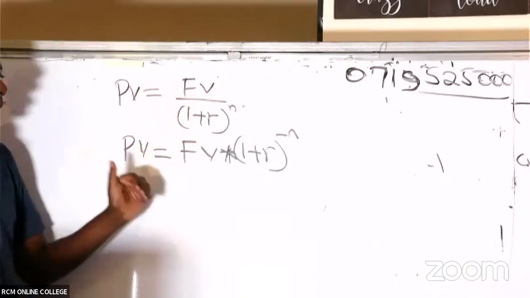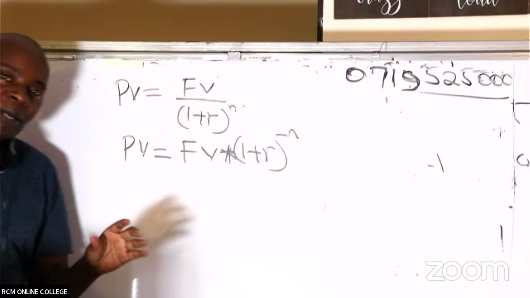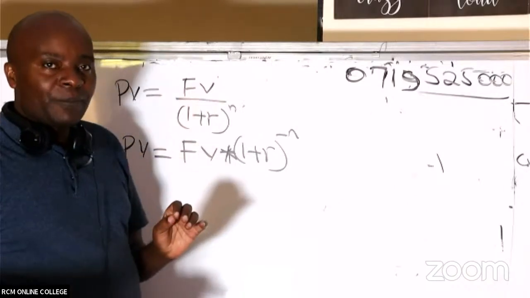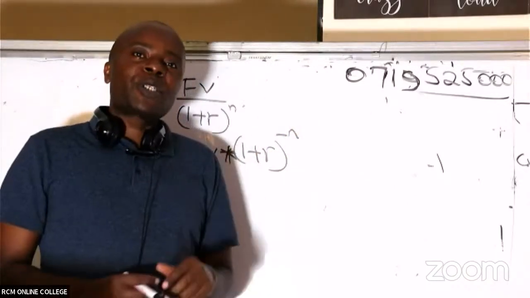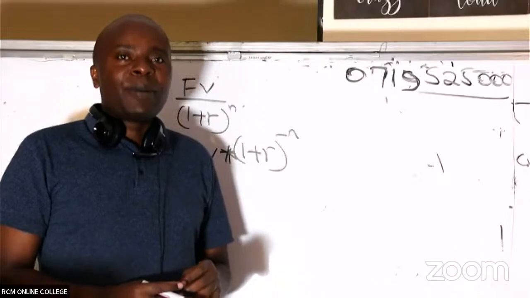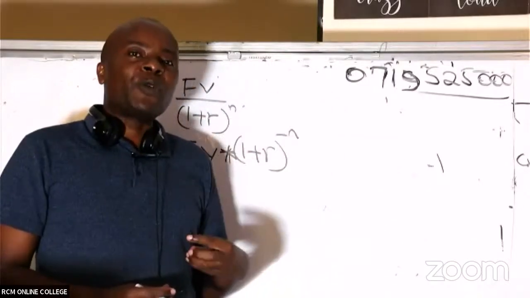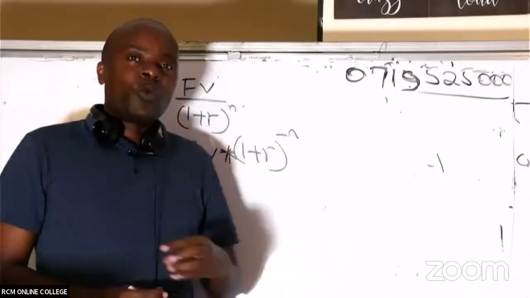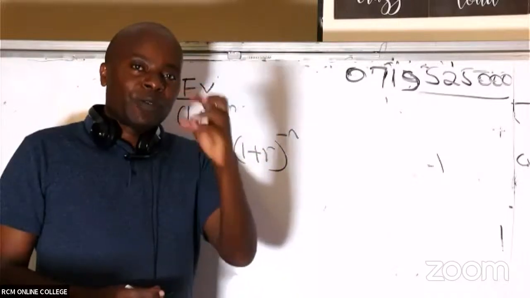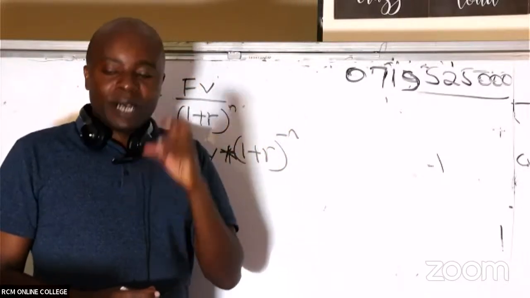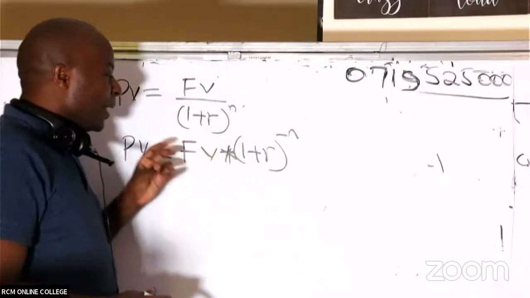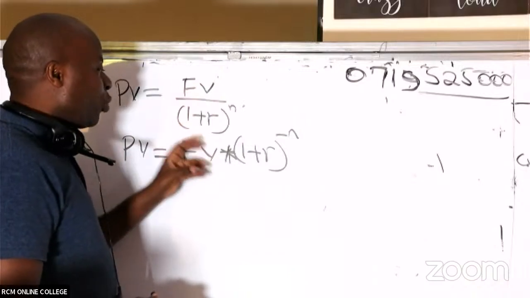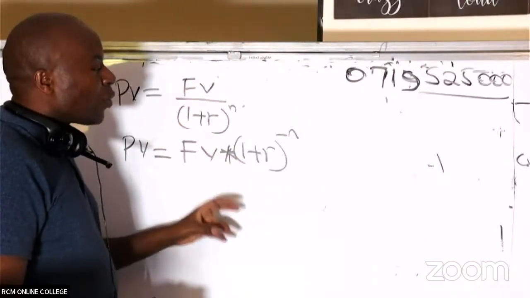I have to introduce bar 1. Now, ladies and gentlemen, please listen to me very well. Present values will always be smaller. When I'm getting present values from future values, I am discounting. Present value equals future value times (1 plus r) raised to negative n.